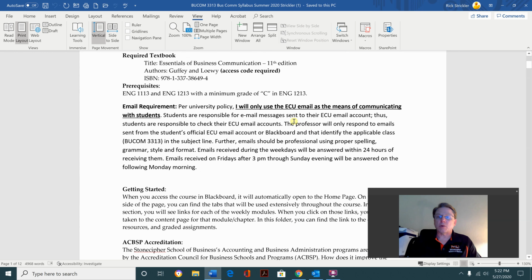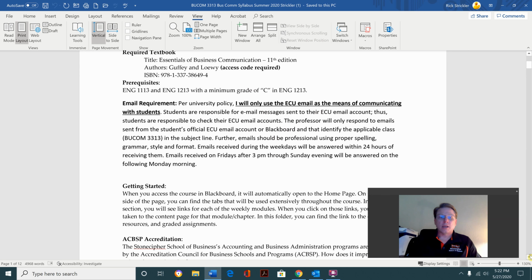Email requirement: I will only use ECU email, and I will only respond to ECU email. So if you have Gmail or Hotmail or some other kind of mail, I will not respond to it. It normally goes into spam, and so I don't even see it. So please only use your ECU email.